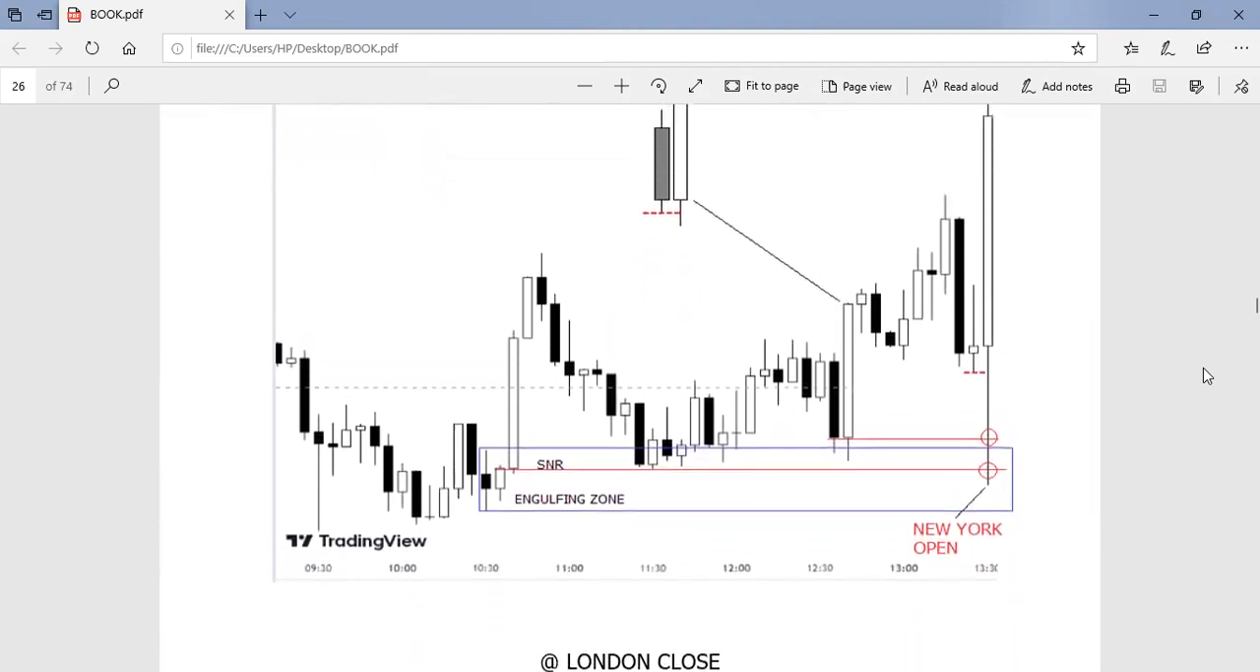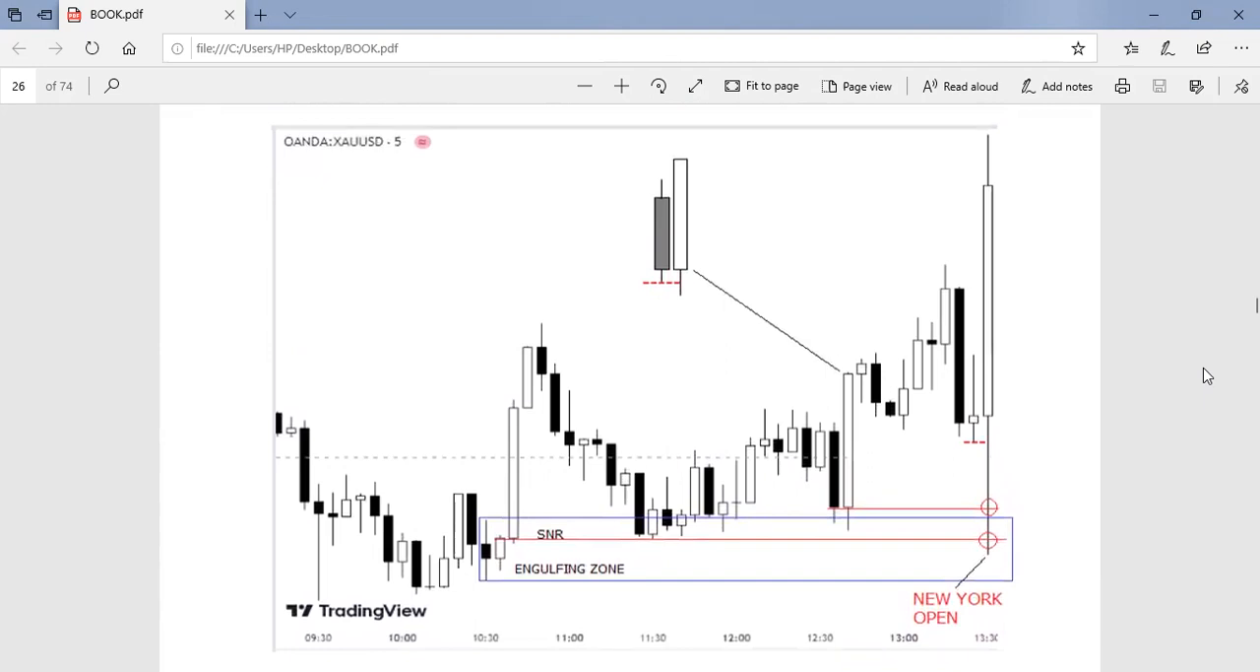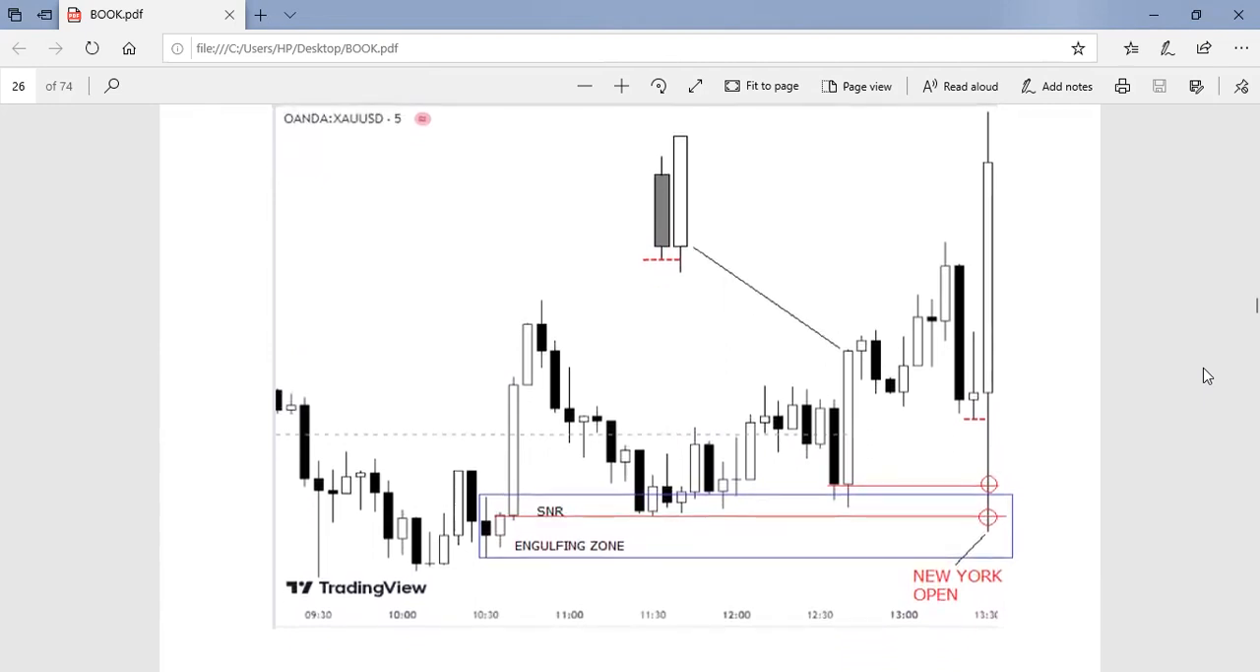So that's timing your trade. You can use engulfing to time your trade, especially at a new market opening or session. During the new market opening session, when price taps into the zone at New York time or London opening session, you can use engulfing to your advantage, because that's where you're going to see liquidity. Price taps into this zone and moves. This is an engulfing zone, and it moves higher.